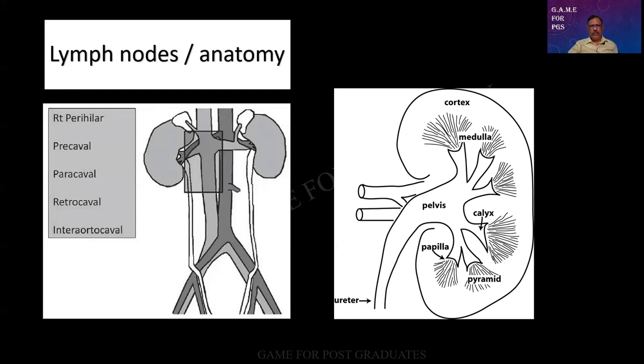Also the lymph nodes. Generally we will be getting a specimen, and in any of the tumors, they'll be asking you what are the routes of spread. What are the lymph nodes to be studied? So in this case, it can be perihilar, precaval, paracaval, retrocaval, and interaortocaval. So there are so many groups of lymph nodes, just memorize them.